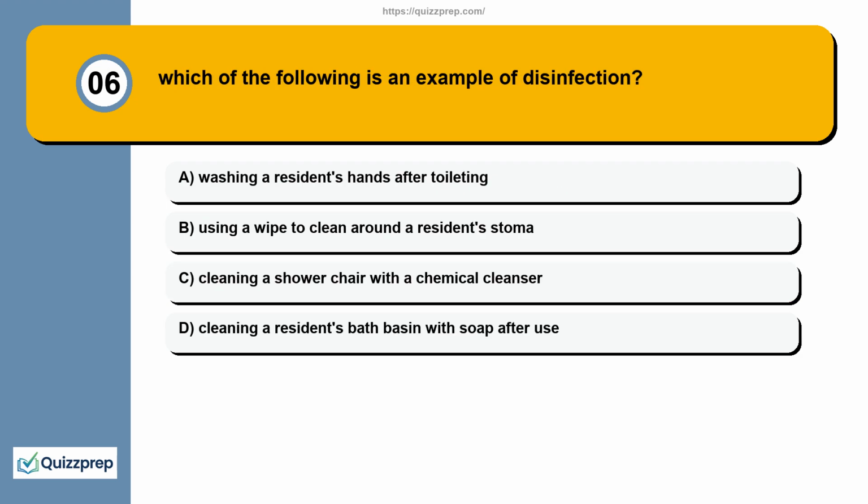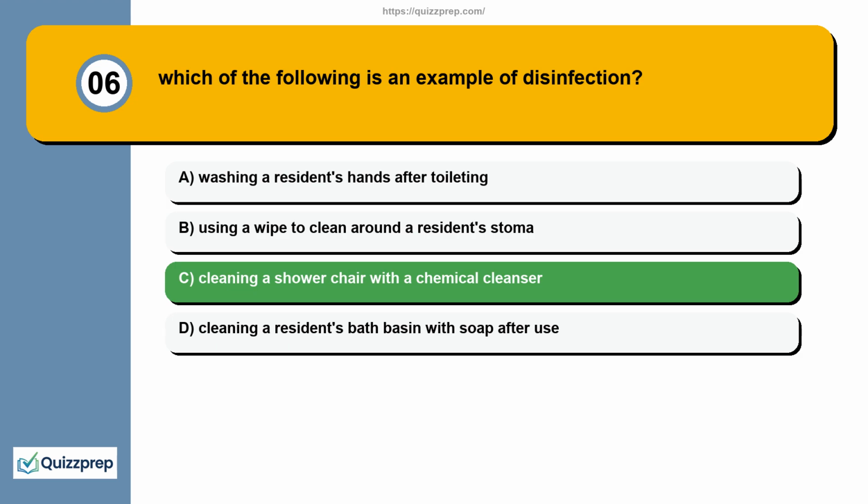Question 6. Which of the following is an example of disinfection? Option A. Washing a resident's hands after toileting. Option B. Using a wipe to clean around a resident's stoma. Option C. Cleaning a shower chair with a chemical cleanser. Option D. Cleaning a resident's bath basin with soap after use. The correct answer is option C. Cleaning a shower chair with a chemical cleanser.